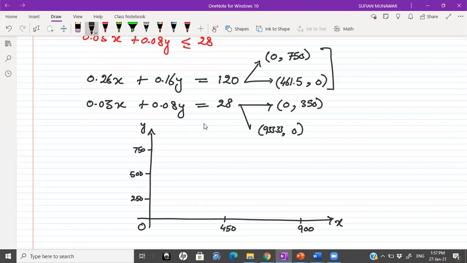Now the first pair of points: we have 0, 750 here, and the other point is 461, which will be around here. It will be around here or a bit more, but because we have a rough sketch it doesn't matter. We just keep 461 to the right of 450, it's enough. Joining both the points.